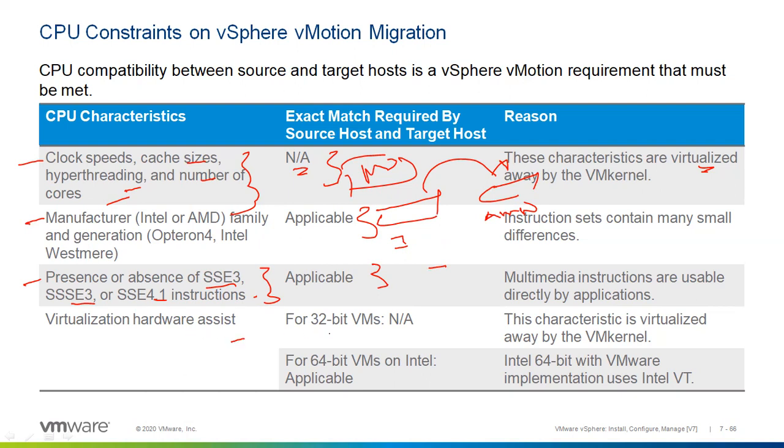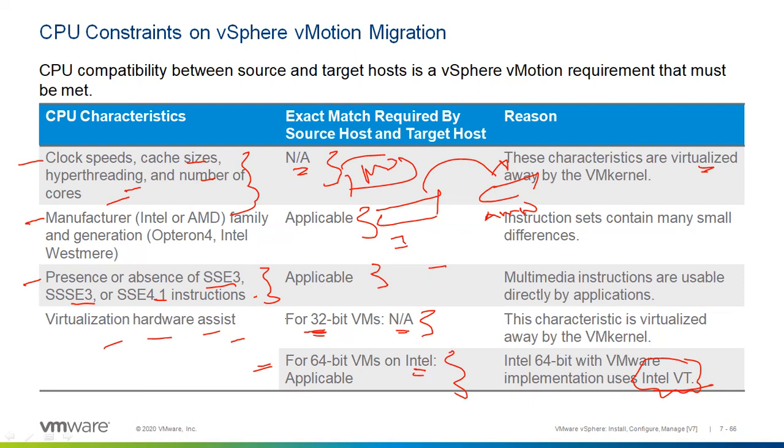Virtualization hardware assist for 32-bit VMs. If we are migrating a 32-bit VM between two hosts, is there any condition if virtualization hardware assist is not enabled? No, that's not a dependent factor. But if it is a 64-bit VM on an Intel CPU, then the virtualization hardware assist feature should be enabled on both sides, because Intel 64-bit with VMware is implemented with Intel VT. Intel VT is the CPU feature. So this CPU feature should be enabled on both sides in the case of a 64-bit VM, but for a 32-bit VM it's not a mandatory condition to match.